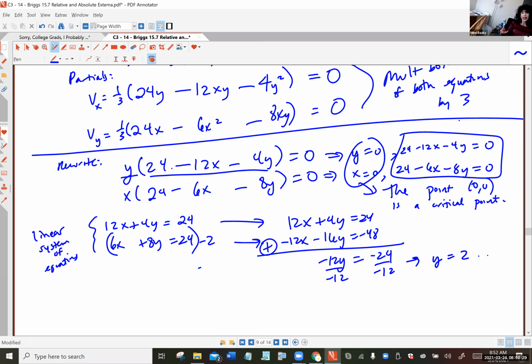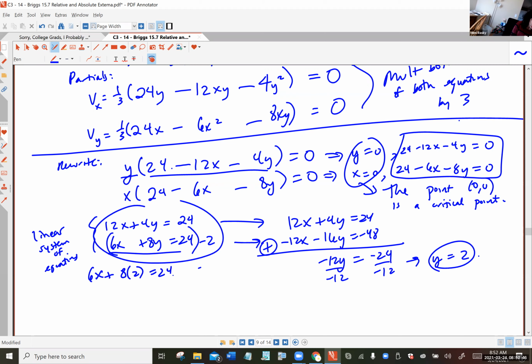Wonderful. Now what? I need to get the corresponding x coordinate. Well, how do I do that? You can just substitute this y equals 2 back into either of the two original equations. It's up to you. How about I'll substitute it into the second equation, the 6x plus 8y, but I'll substitute y equals 2 in there.